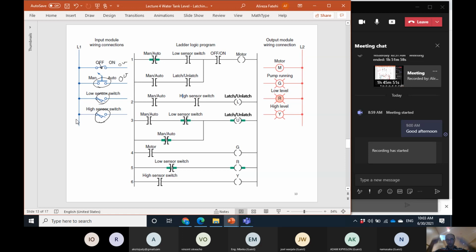If the level is lower than low, it should stop. If the level is higher than low, it turns on. So this is something that you see here in this part.